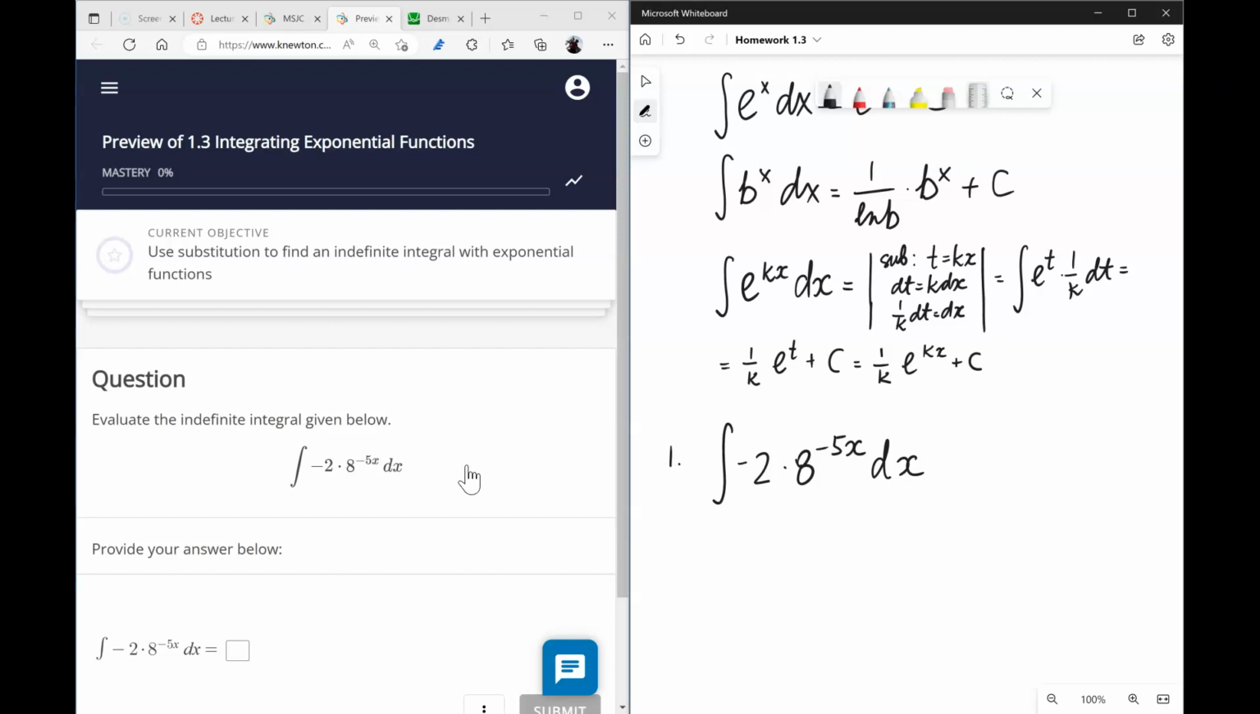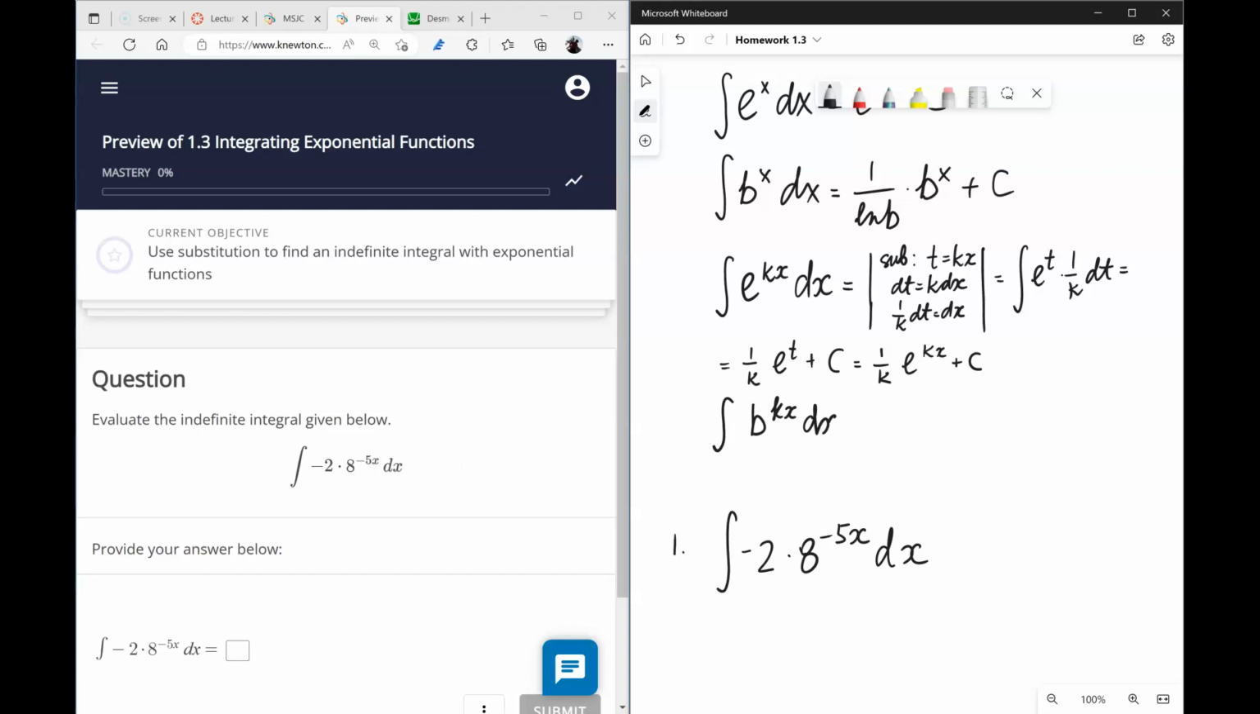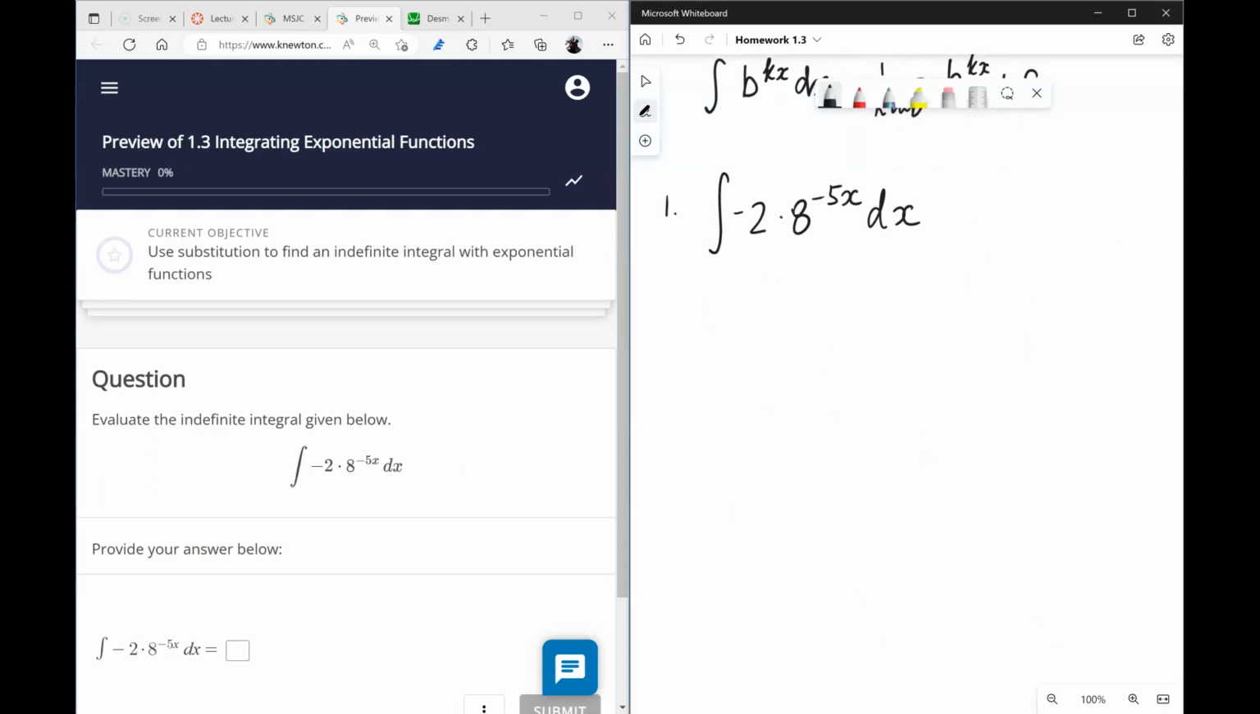For the same reason, I'm not going to write out the substitution, but I'm just going to write this out as a fact. If you have b to the power kx, following the same substitution, you're going to end up with 1 over k ln b times b to the power kx plus c. And this is what we're going to need in this problem, this bottom fact.